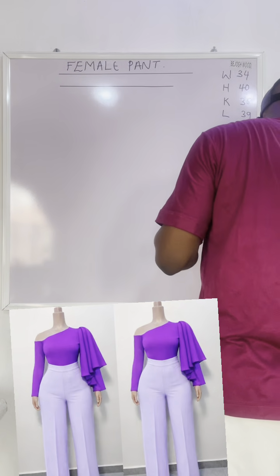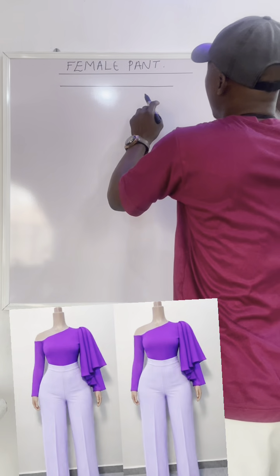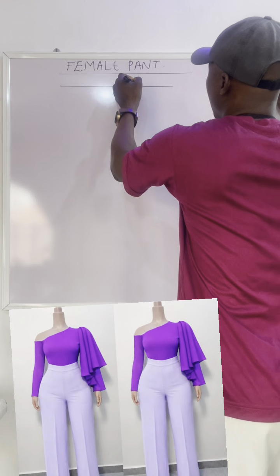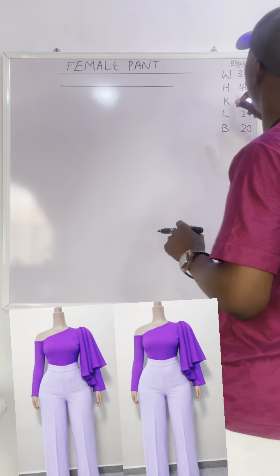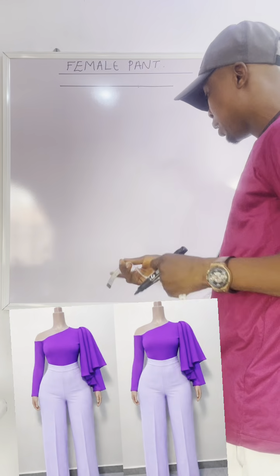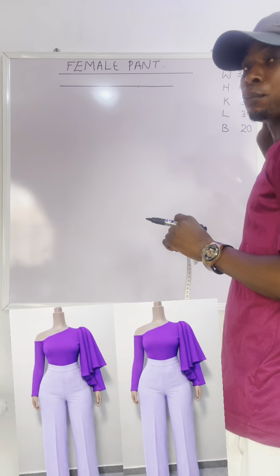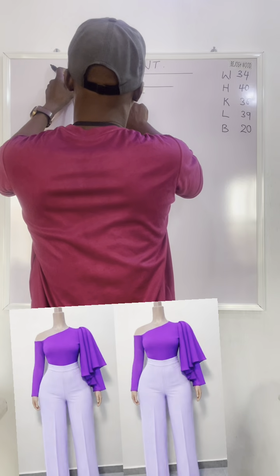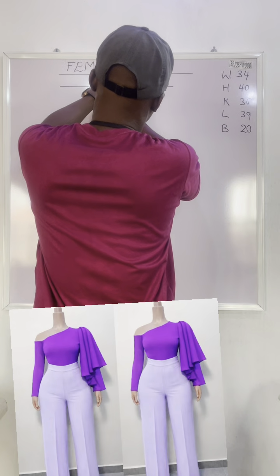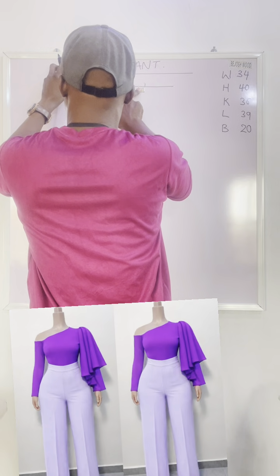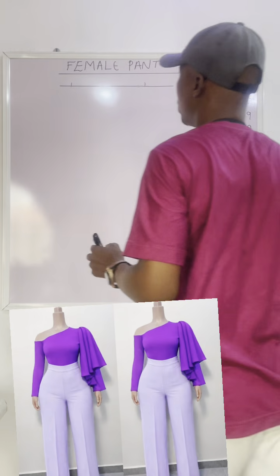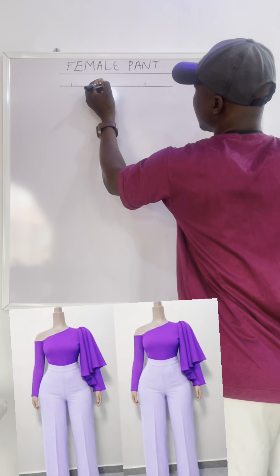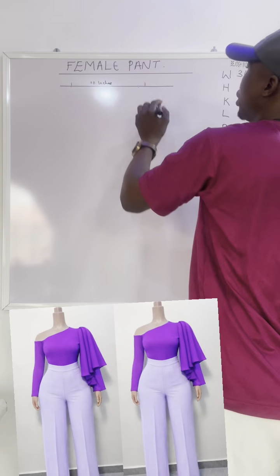Now, I want to start from here. Like I said, we divide the waist measurement by 4 and add 1.5 to get the waistline. So 34 divided by 4 is 8.5, plus 1.5 is 10. So we're going to mark 10. See me marking my 10 now. Good. So from here to here is my 10 inches, which is for the waist measurement.